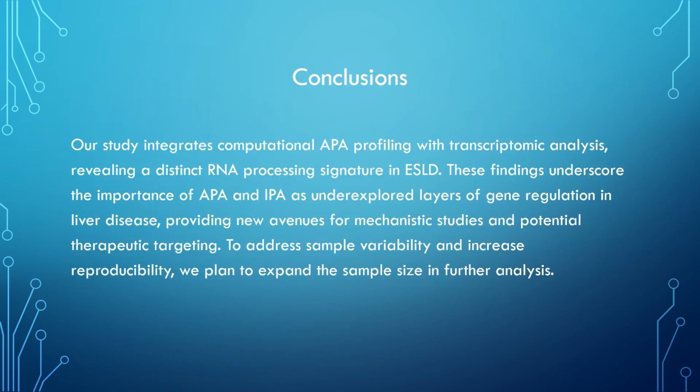In conclusion, ESLD shows dysregulations in APA and IPA in several genes that are very important in liver function and metabolism, revealing new opportunities for mechanistic insights and therapeutic developments. These results could potentially be improved with a larger sample size in the future.